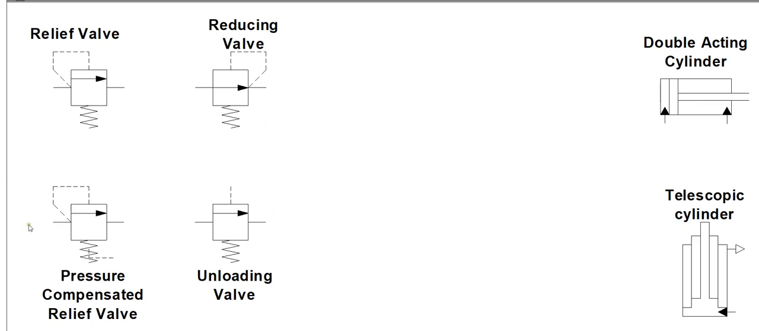Now for the two other valves at the bottom. This one down here is a pressure compensated relief valve. You can see this valve and the relief valve look almost identical. But if we look at the spring, there is a little dashed line. And if you remember from earlier, dashed lines are pilot lines.